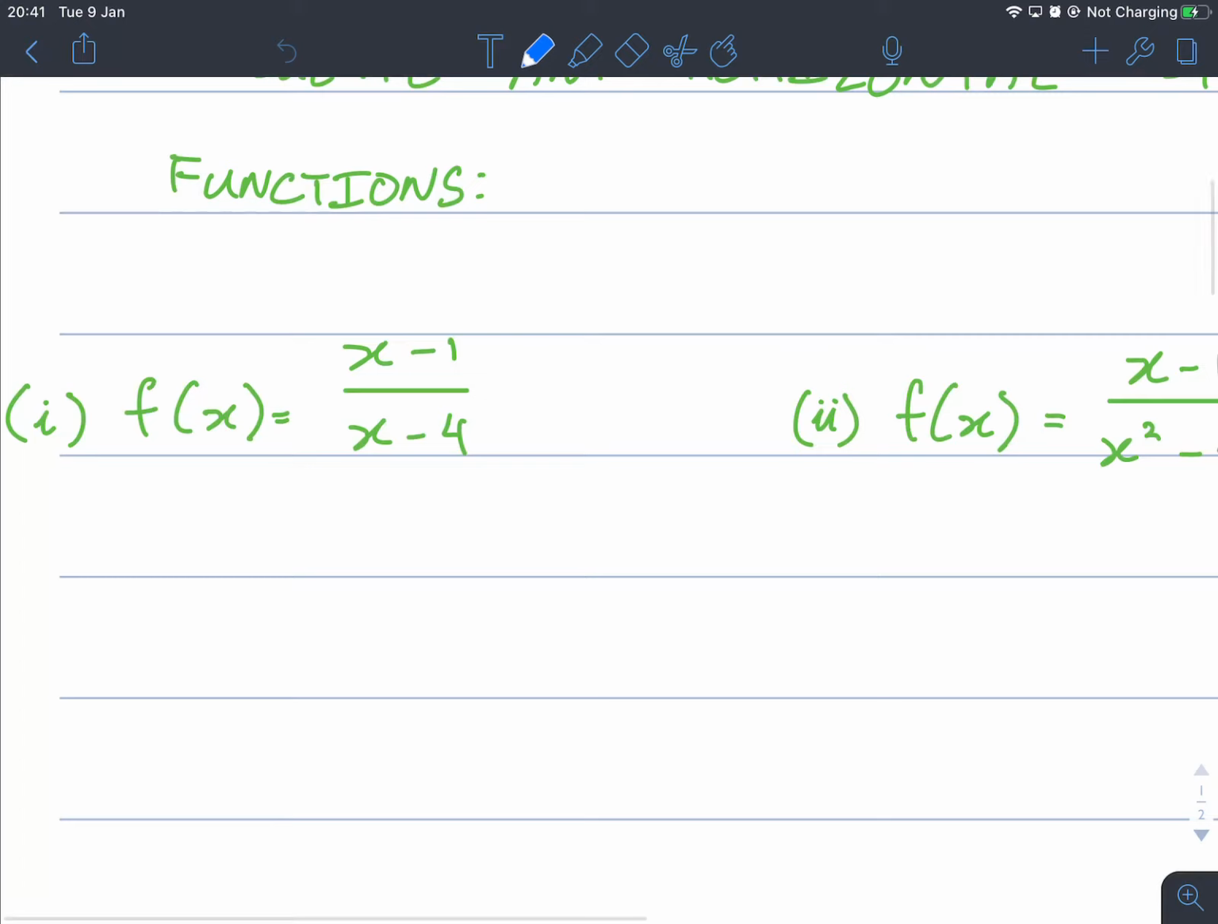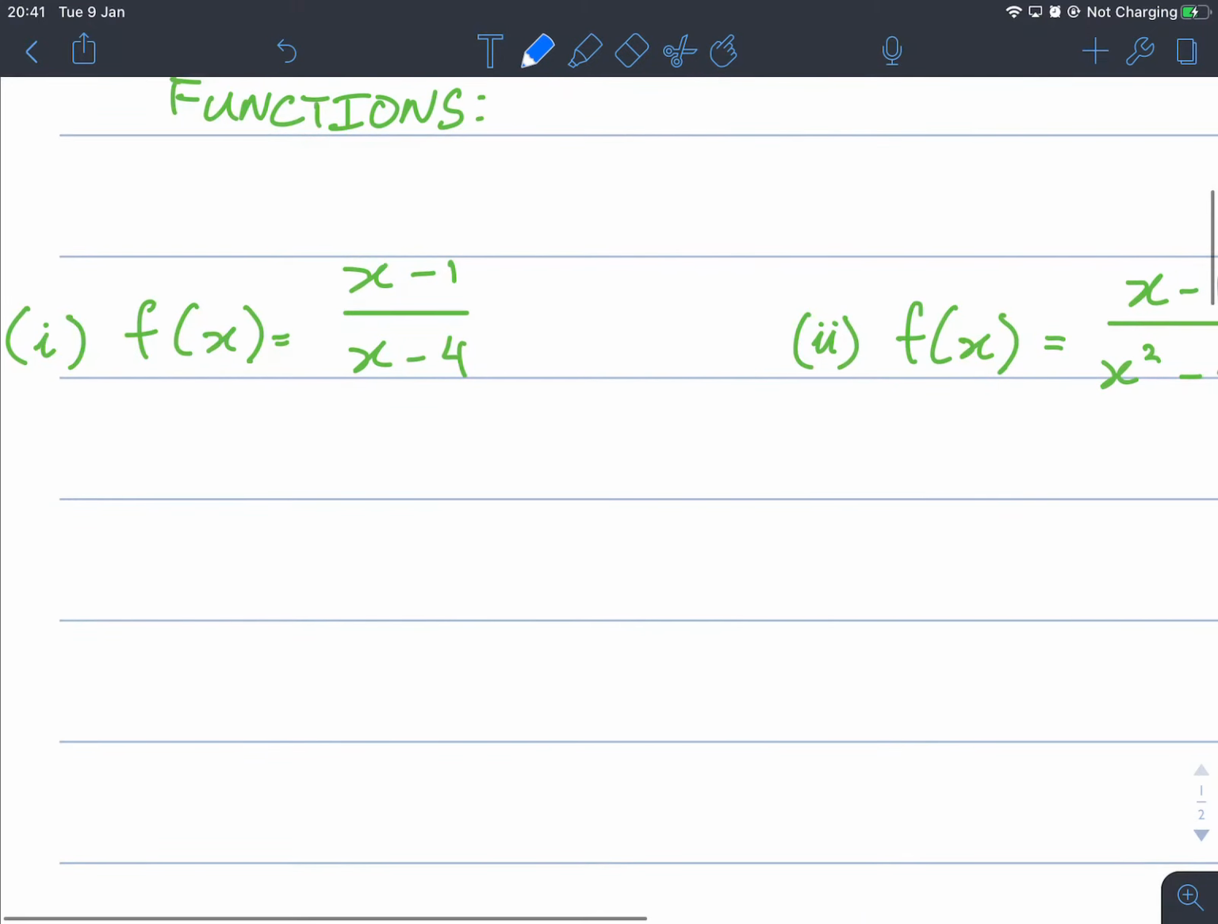By dividing by the largest power of x, what we mean is we take a look at the function and we take note of which power of x is the largest. In this case, it's x to the power of 1. And then we're going to divide every term by x to the power of 1. So let's take a look at what this might look like.